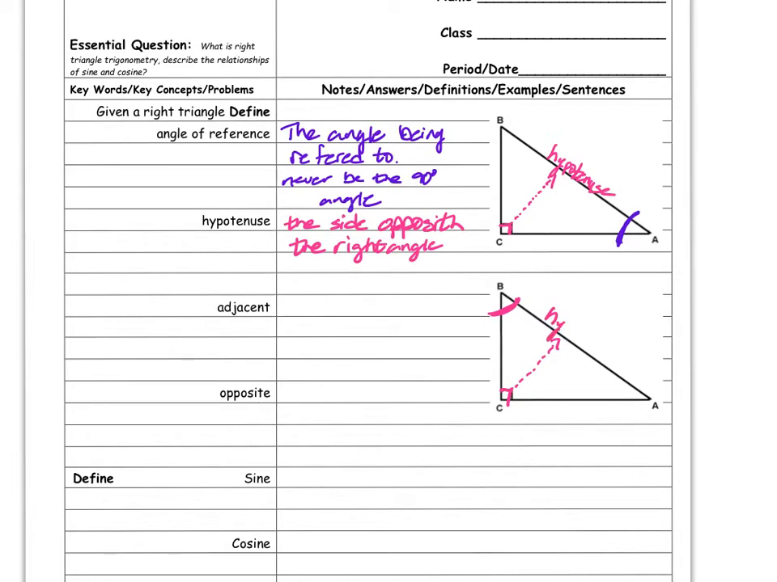Okay. So there's my hypotenuse. Okay, so my next definition is adjacent, and this means the side that makes the angle of reference with the hypotenuse.